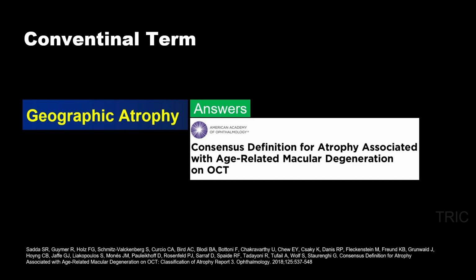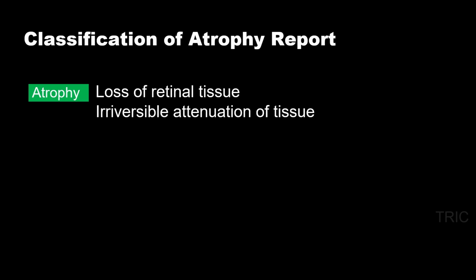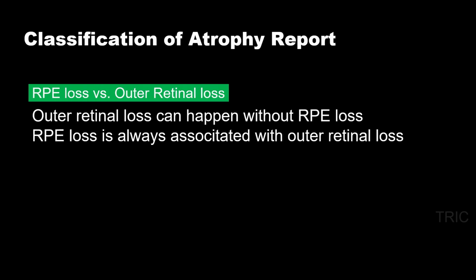Hence, a consensus definition for atrophy associated with age-related macular degeneration on OCT group or CAM group was constituted. CAM has classified macular atrophy in AMD based on OCT features. Following were the two main principles of CAM group. Atrophy of retina was defined as loss of tissue or irreversible attenuation of tissue, and that the outer retinal layer loss can happen without the loss of RPE. However, loss of RPE is always associated with outer retinal layer loss.